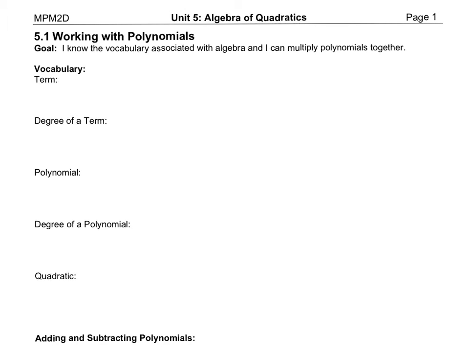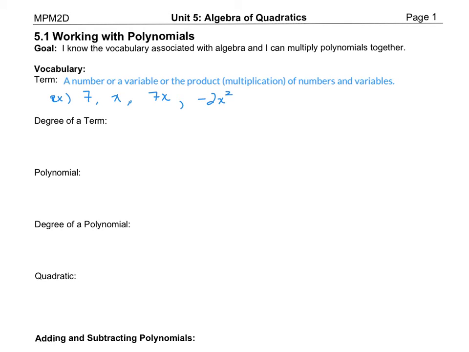A term is just a number or a variable or the product, which is multiplication of numbers and/or variables. So for example, we could have 7. 7 is a term. Or x. x is a term. You could have 7 times x, or 7x. That's a term. You could have negative 2x squared. That's a term. You could have a squared b. That's a term. So with these, there's no adds or subtracts in between. I do have a negative in front of the 2 here, but that's not a subtract, it's just a negative.